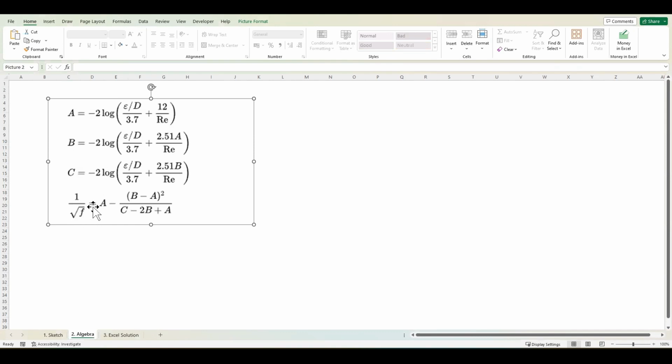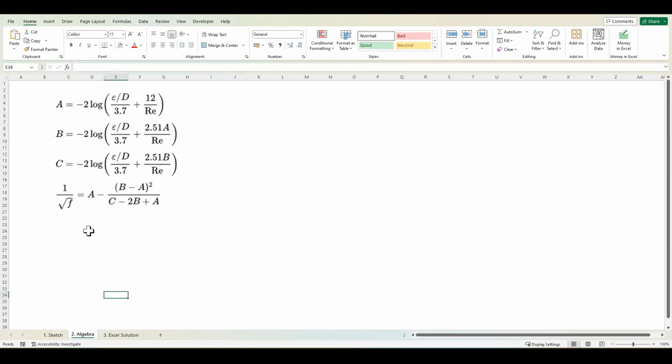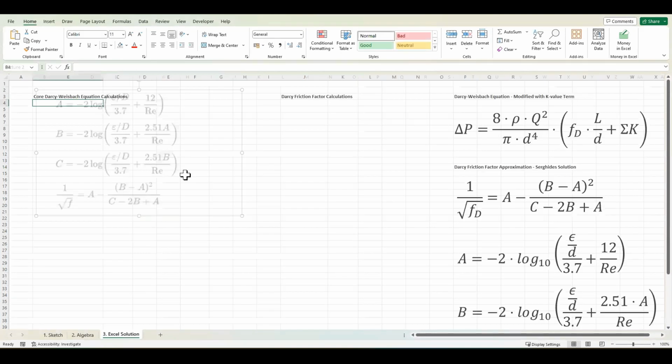So again, this is an explicit form of the Darcy friction factor approximation, which makes it a lot easier to deal with than the implicit Colebrook-White equation. And I think the accuracy for this is generally pretty close. A lot of specialist fluid flow software uses the Serghides solution, so it's good to go. It's used for turbulent flow, so it must be turbulent.